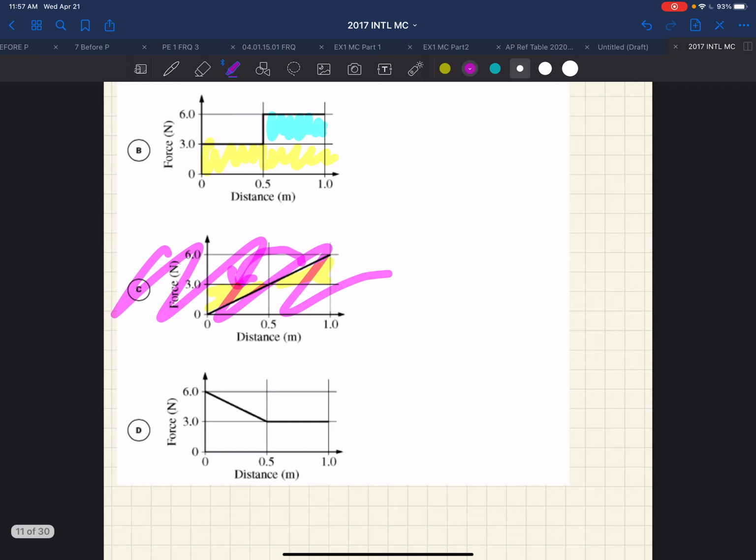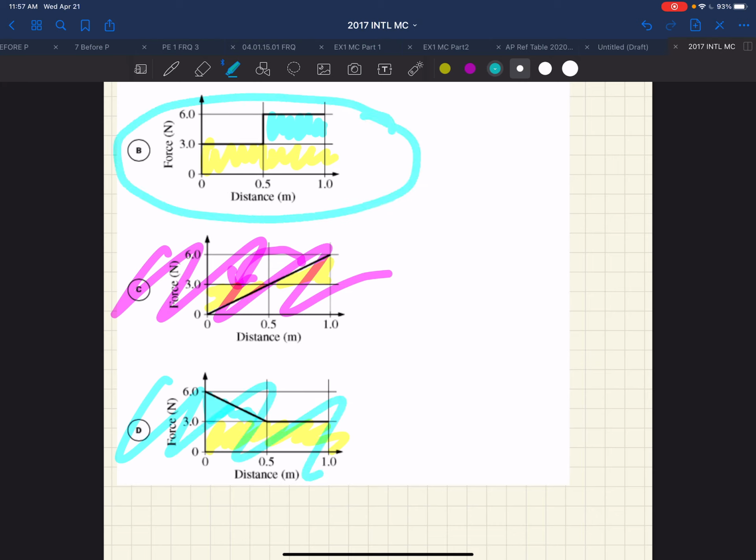Then we're comparing B and D. So, of course, we have our similar yellow. And, of course, then we see that there's this triangle versus the rectangle. And clearly we can see that the blue is less in D than it is in B. So that means our best choice is B.